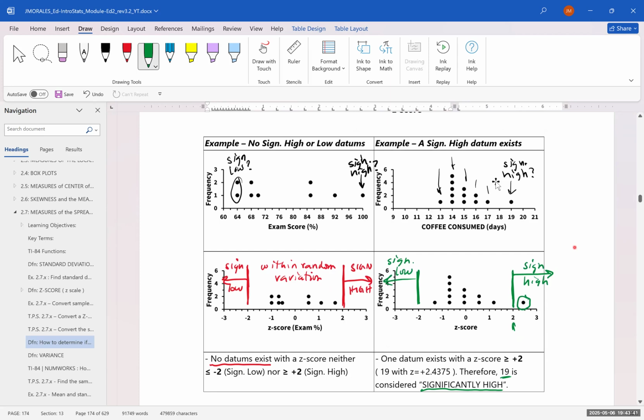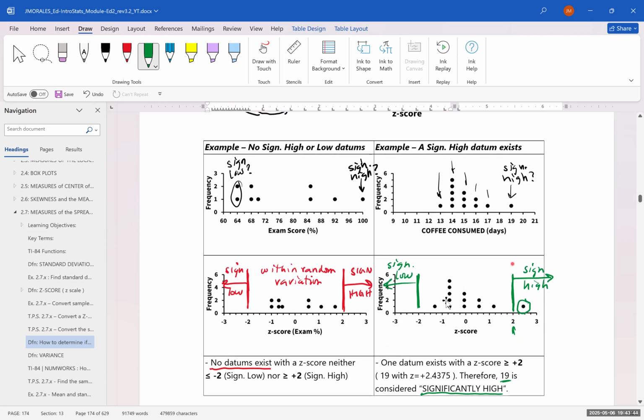All right, so convert datums into z-scores, see which ones have z-scores above 2 or below -2, and that tells you if they're significantly high or low.